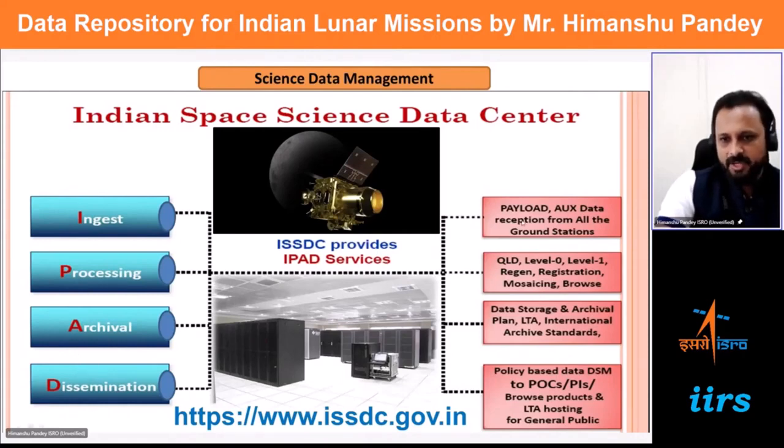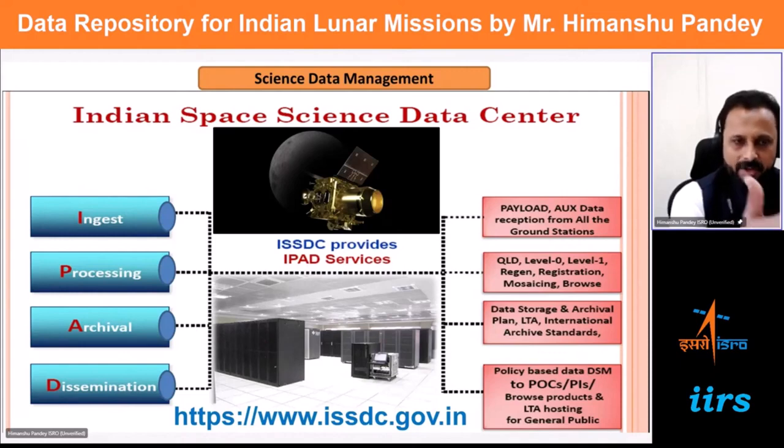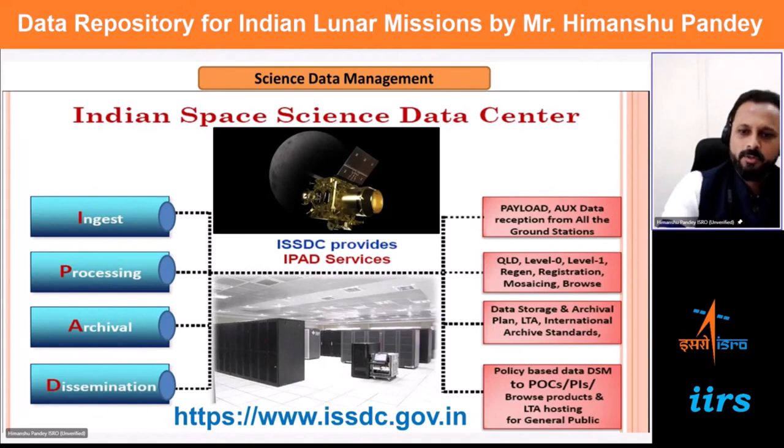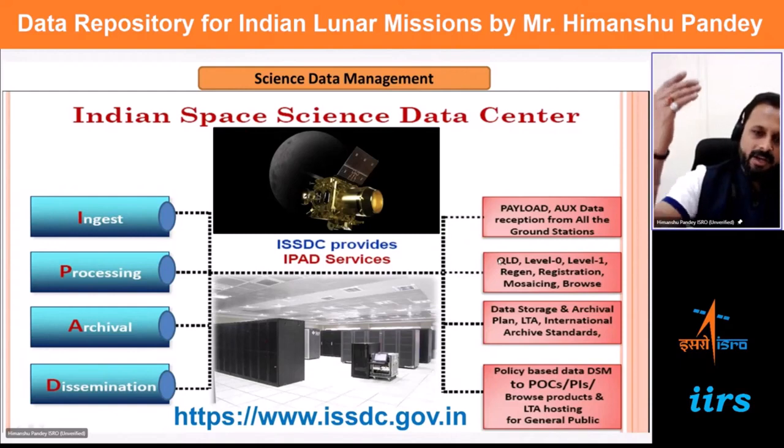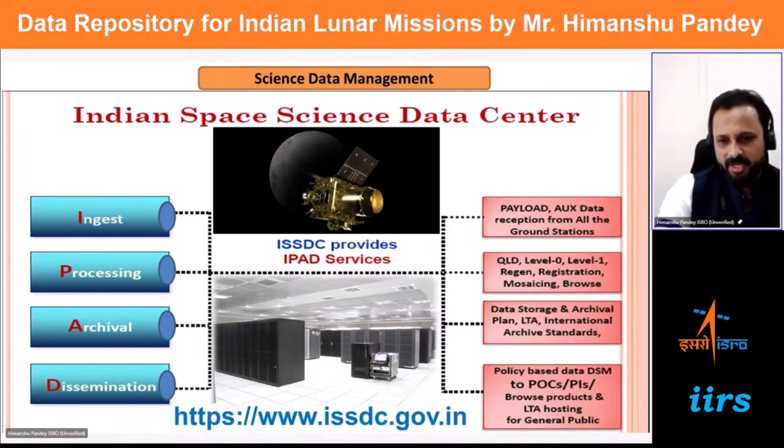There are many things happening here with the payload-related and auxiliary data from the ground stations. Quick look display is a very important function of the data center. Before doing any high-level or initial-level processing, we want to see whether we have really operated the payload in the right sense, that it is looking in the right direction, and that the mode in which it is operated is correct or not. All those things would be looked at by just seeing the quick look display, like raw data, whatever is coming from the station can be displayed immediately.